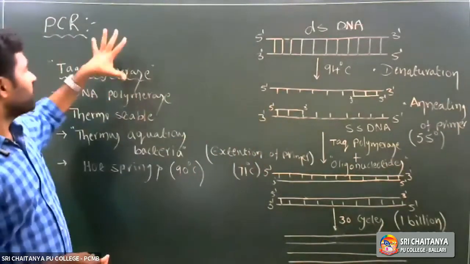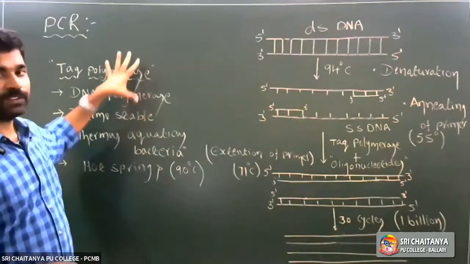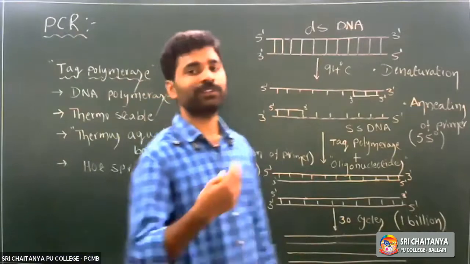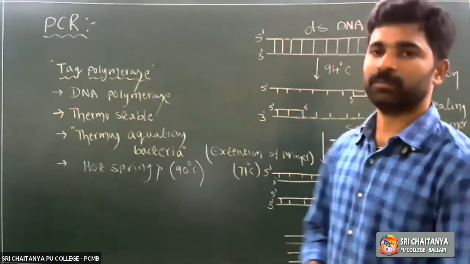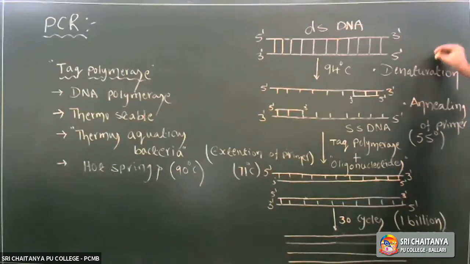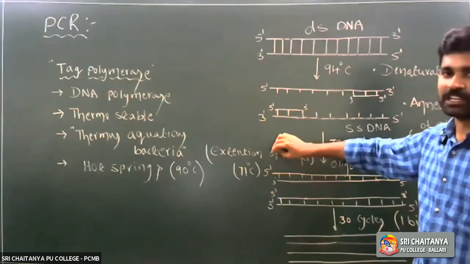Then, why are we using Taq polymerase enzyme? It is highly stable, even at the highest temperature. Also, it adds nucleotides to the template strand, right? So, heating, cooling, and replication. Extension of primer is nothing but replication, right?